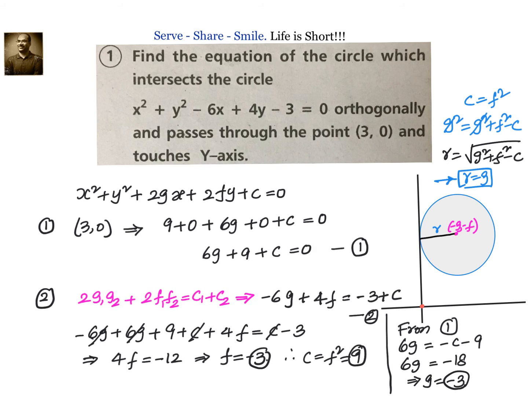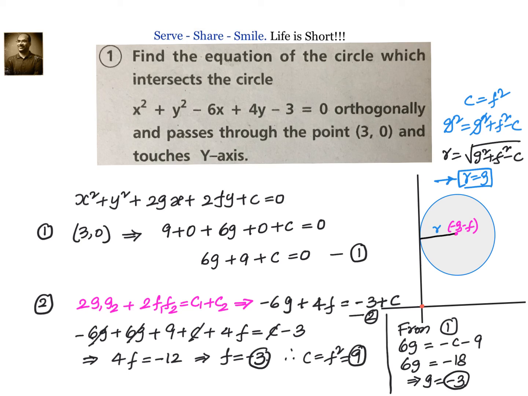We'll write down x square plus y square. g is minus 3, so minus 6x. f is minus 3, so minus 6y. Plus c, the c value we know is equal to 9. So this is the equation of the circle which intersects the circle x square plus y square minus 6x plus 4y minus 3 equals to 0 orthogonally, and passes through the point (3, 0) and also touches the y-axis.